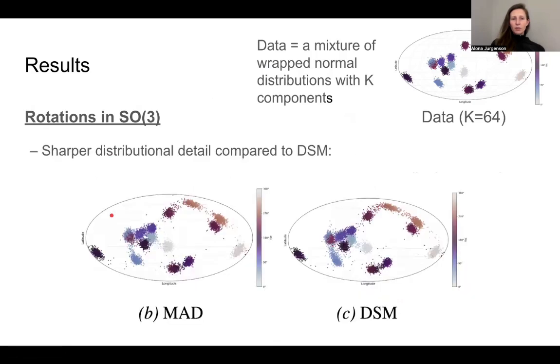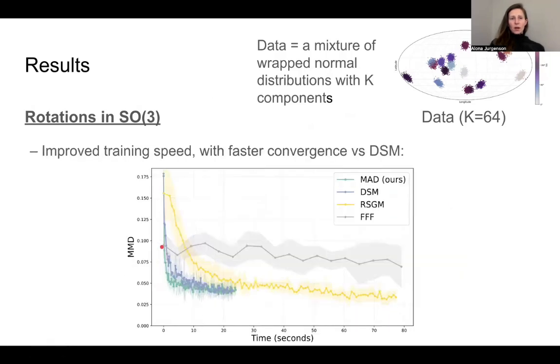And again, we can see sharper distributional detail compared to DSM, and you need to look between the components to see why. But you can see that here with DSM, there's less of a separation between the components. For example, here, here, here as well, and here. And then in these same regions, you can see that there's actually a much better separation with MAD, and here as well.